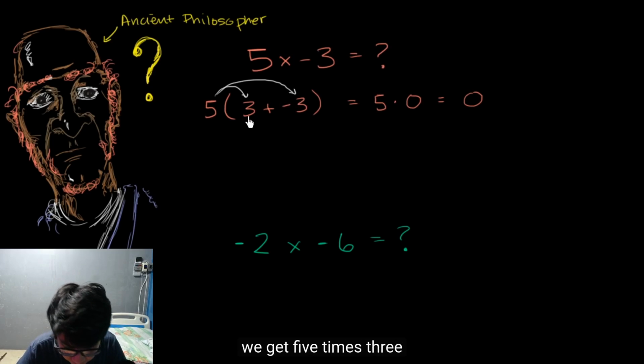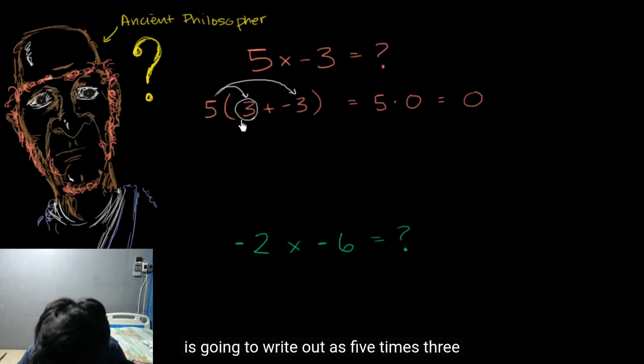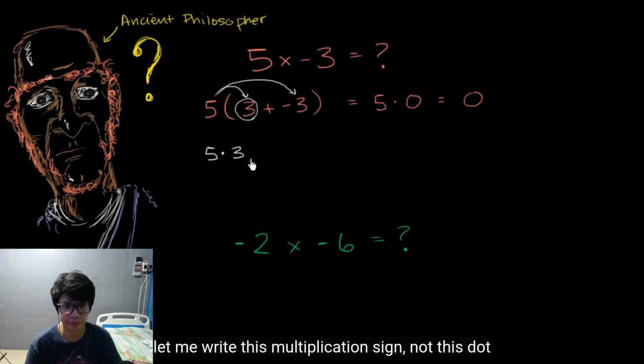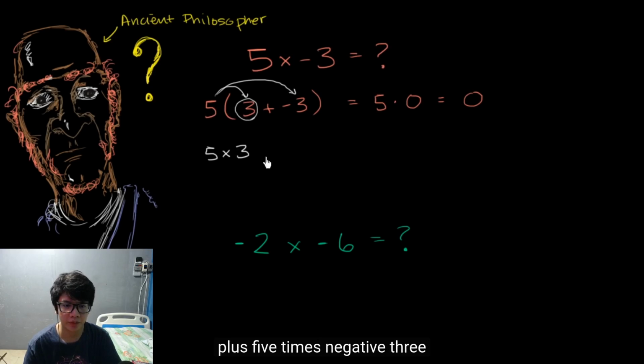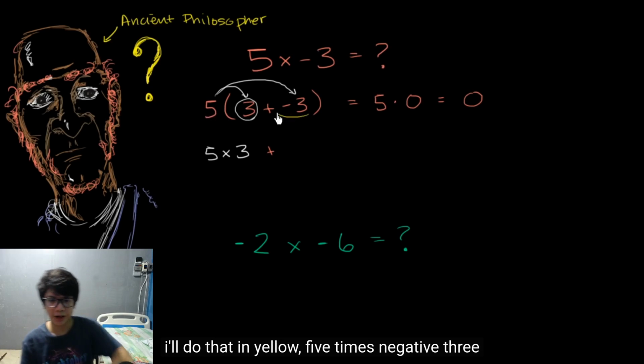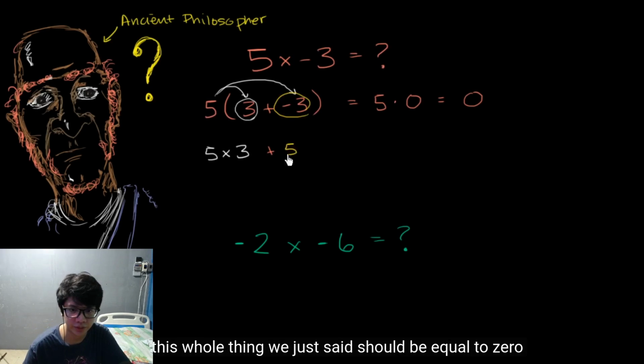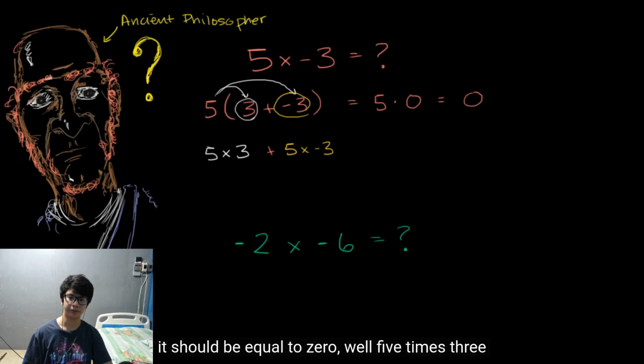So 5 times 3, let me write it out. This is going to be 5 times 3. Let me write it with the multiplication, not the dot. I'll write the X sign for multiplying. 5 times 3, so I distribute it there, plus 5 times negative 3. And I'll do that in yellow. 5 times negative 3. And this whole thing we just said should be equal to 0.